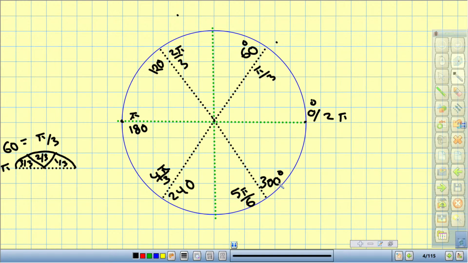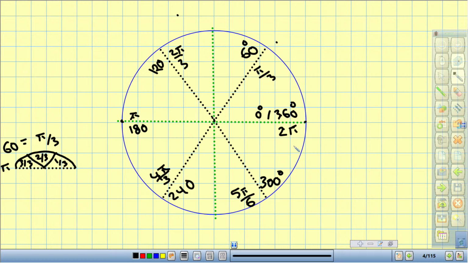And when you add 300 plus 60, how much would you get? 360 degrees, which is the same as 0. Guys, remember, it's the same as 0 degrees, right? And also don't forget that this is 2 pi. Same measure.